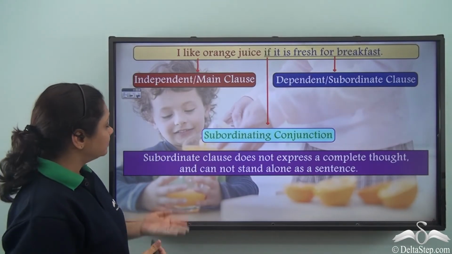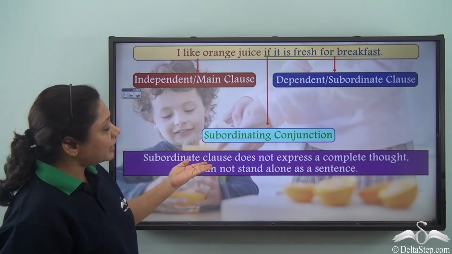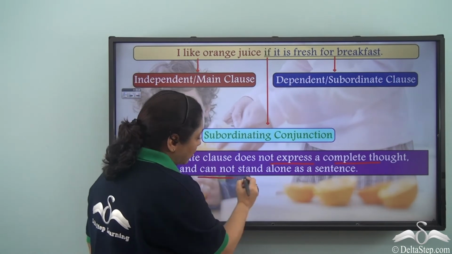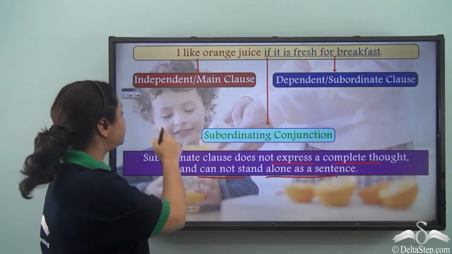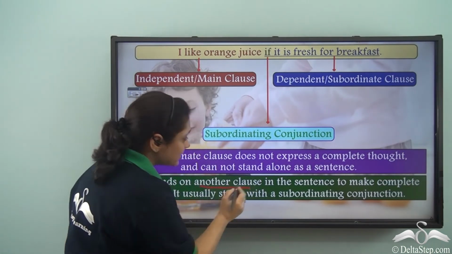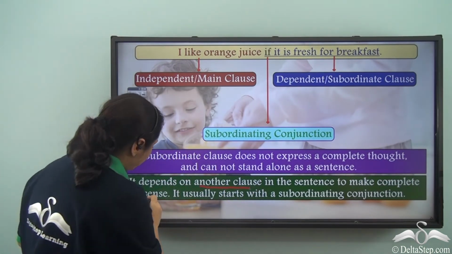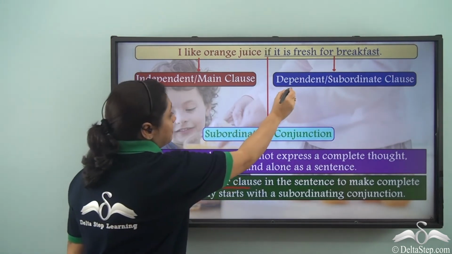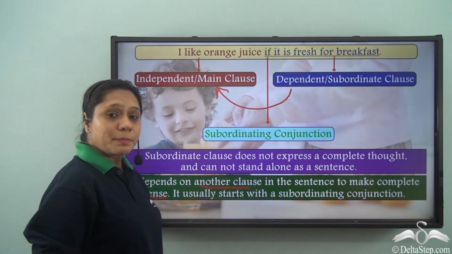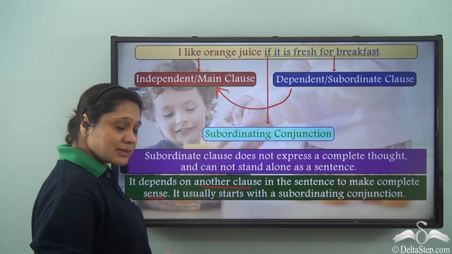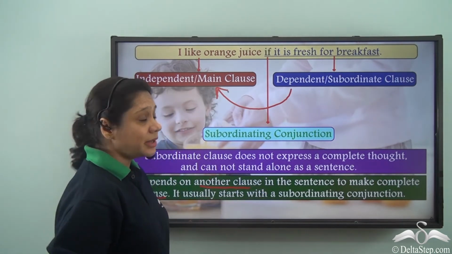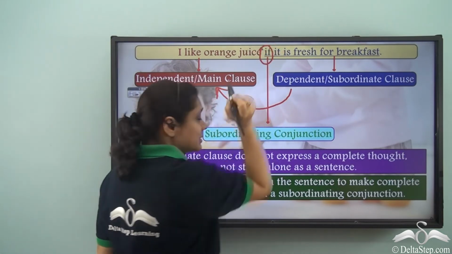So, what do we see? We see that a subordinate clause does not express a complete thought and cannot stand alone as a sentence. It depends on another clause in the sentence to make complete sense. So, the dependent clause depends on the main clause or the independent clause to make complete sense. It usually starts with a subordinating conjunction like if in our sentence.